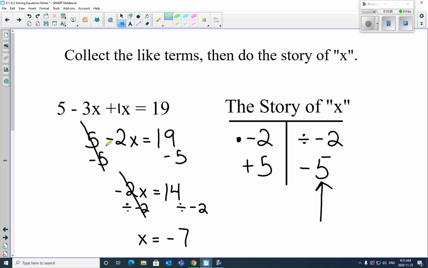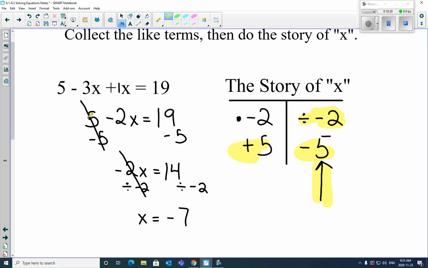Story of x. First thing that happens to x, if you look, it's multiplied, side by side, by negative 2. So we divide by negative 2, that's the opposite. Then we have a positive 5 out the front, right here. So then we minus 5. Where do we start? We start right here. We're going to subtract 5 from both sides. So 5 minus 5, 19 minus 5. Those 5's cancel, so we end up with negative 2x equals 19 minus 5, which is 14.